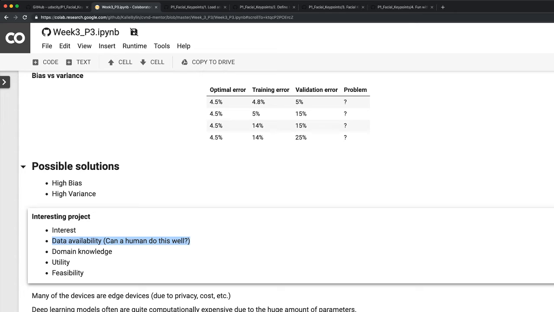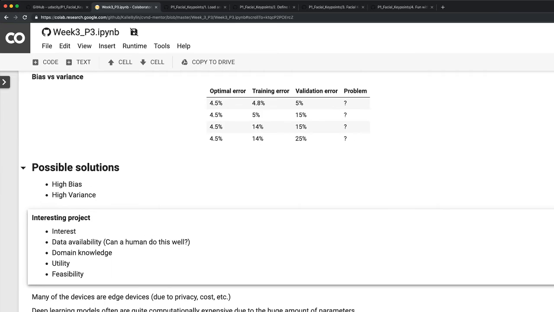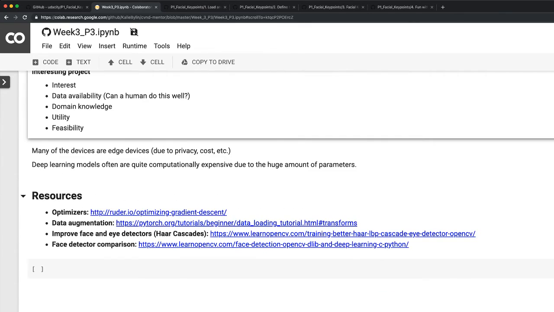You can use error analysis to draw from human intuition, and you can use human level performance to estimate the optimal error rate. So all of these are benefits that you get from picking a problem that a human can do well. And here I added a few resources.